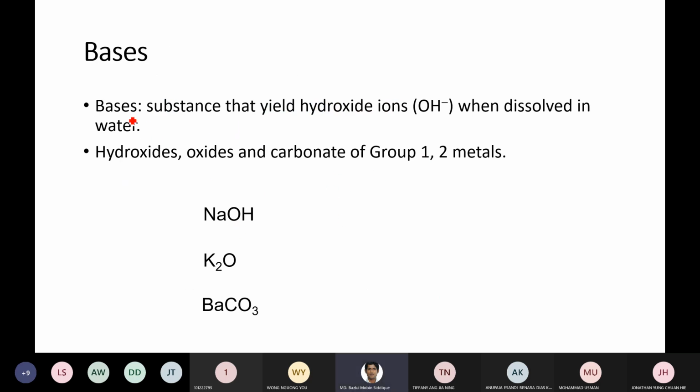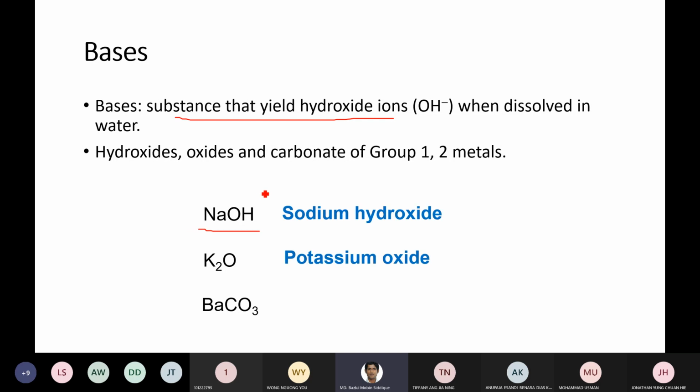All right, so what about bases? In a simple definition, a base is a substance that yields or gives hydroxide ion when it dissolves in water. So when it is dissolved in water, hydroxide ion will be released. Sodium hydroxide is one. Potassium hydroxide is another one. It will produce a hydroxide ion as well, and it is clear that it will produce.